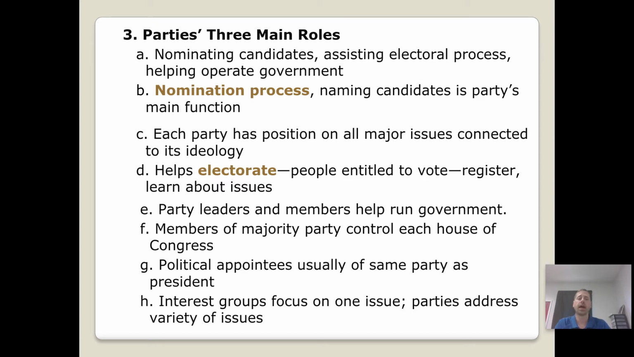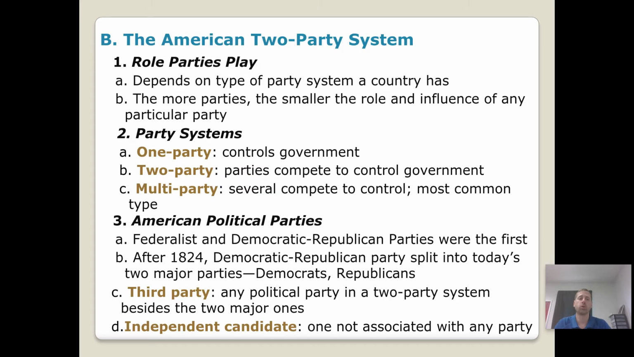And so those are the party's three main roles. Here in the United States, you've heard me mention it's Republicans and Democrats. It's just a two-party system. We are pretty rare. Most countries have a multi-party system. And it just depends on the country.